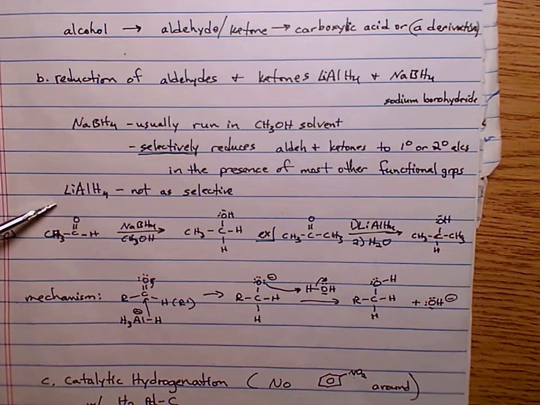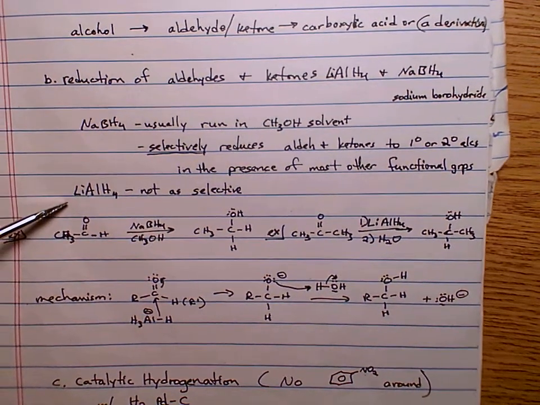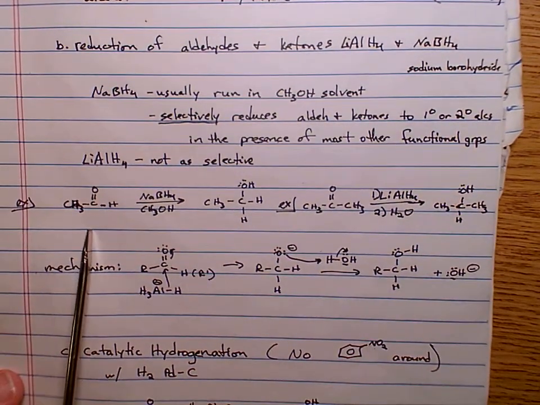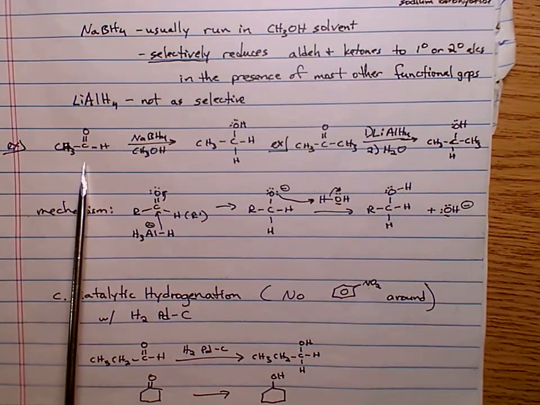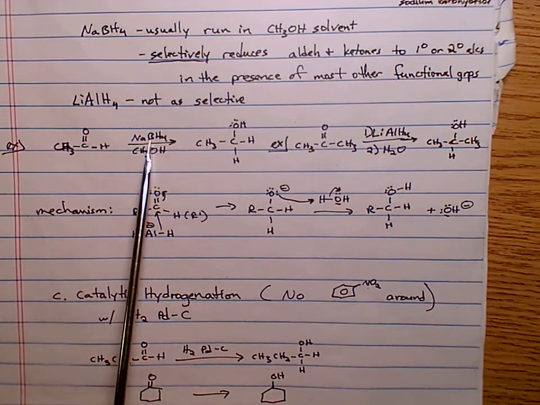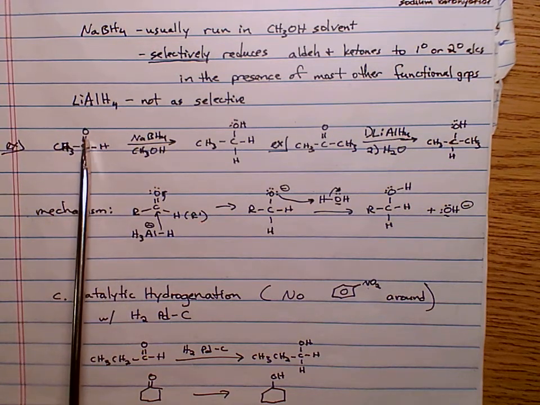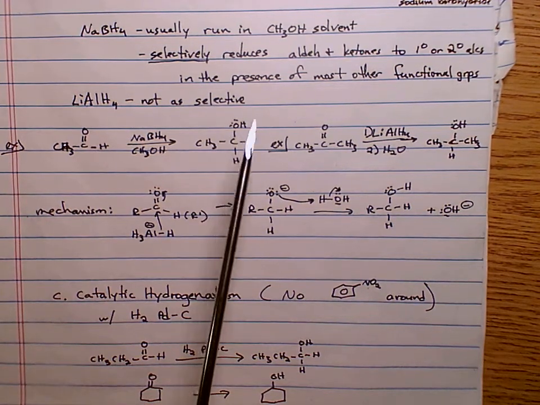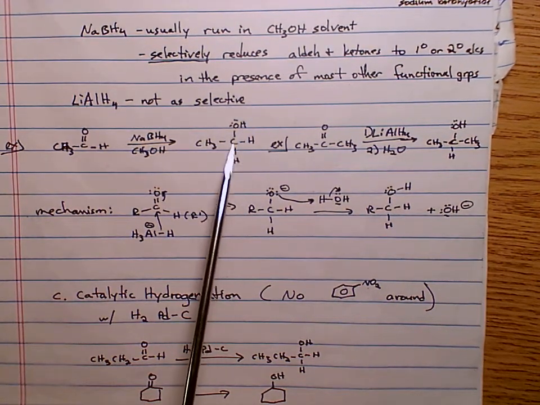Lithium aluminum hydride is a sledgehammer. It is an extremely powerful reducing agent. It is not selective. Lithium aluminum hydride reduces whatever it can get a hold of, which makes it actually quite a dangerous reagent. If you get this on you, it will reduce you to something you do not want to be reduced to. Okay, so let's look at the example here. If you have an aldehyde right here, add sodium borohydride, the double bond oxygen, we put an H on the carbon and an H on the oxygen, and we've reduced it to the alcohol.